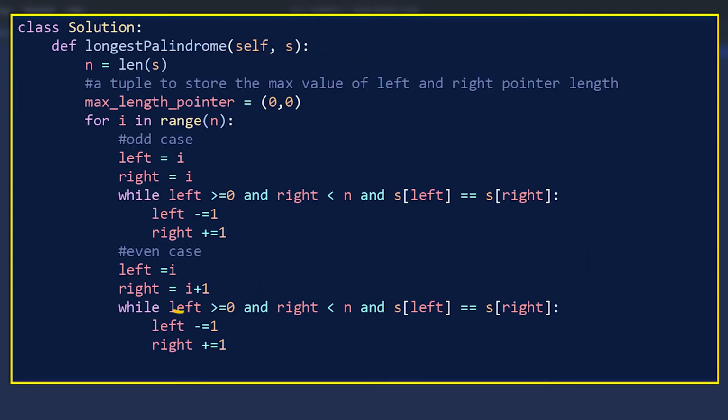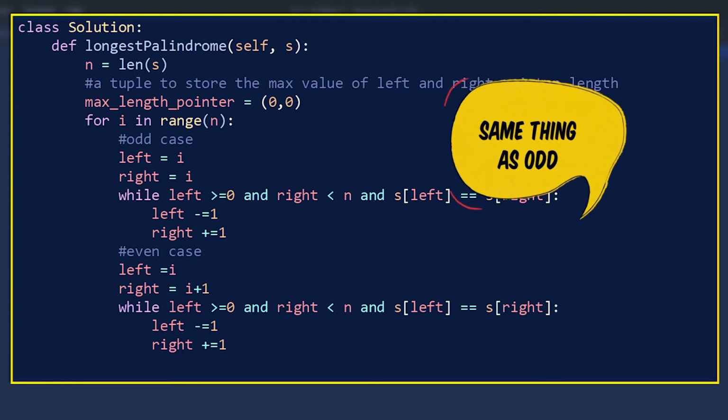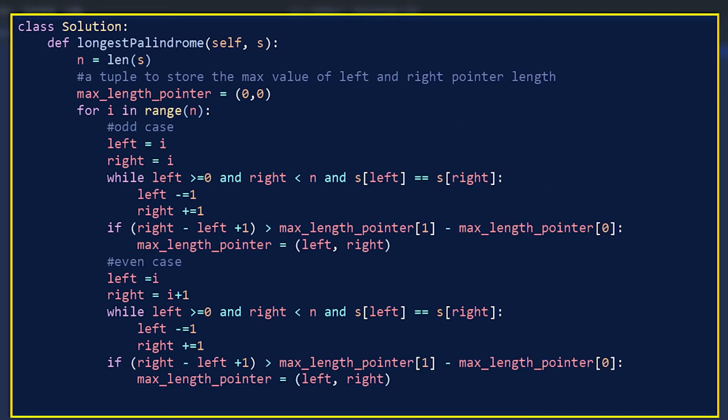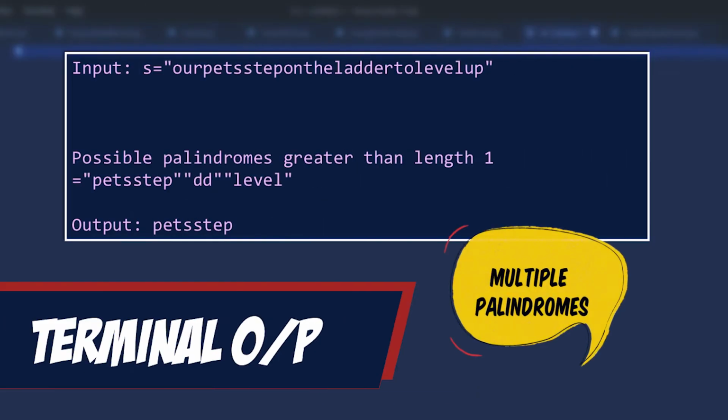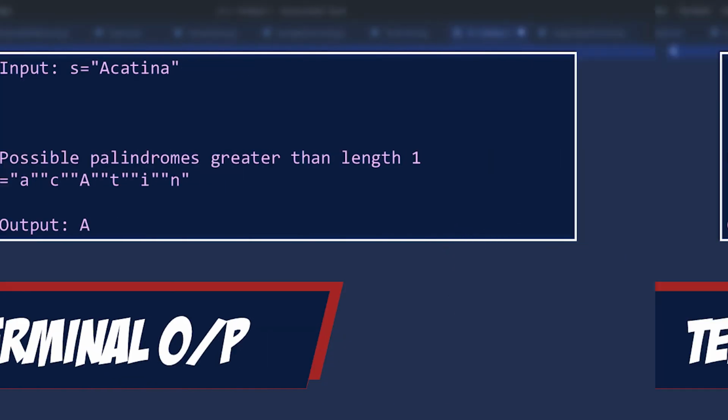For the even palindrome, we start with the character and its neighbor to the right. We do the same thing we did for the odd palindrome. Now, all we have to do is check the maximum length after each iteration of the odd and the even palindrome and store the value of the left and the right pointers that have the maximum length. And in the end, just return the string using these pointers. The output for some of the test cases look like this.